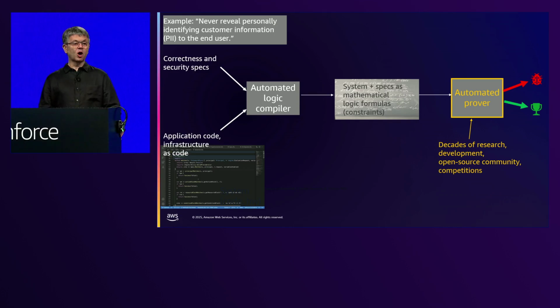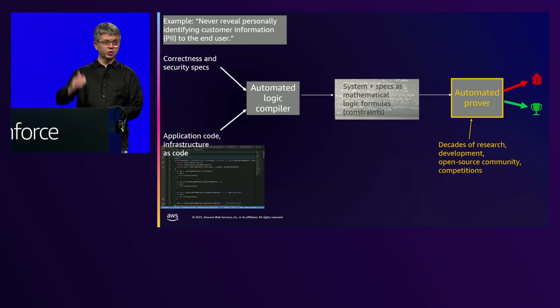Similarly, the property, the security or correctness property you're after, is also translated to a logical statement in terms of your program variables. And then we put your specification and your program description as logic together. Now it becomes a constraint system. And your question is this set of constraints together, is it satisfied or is it not satisfied?